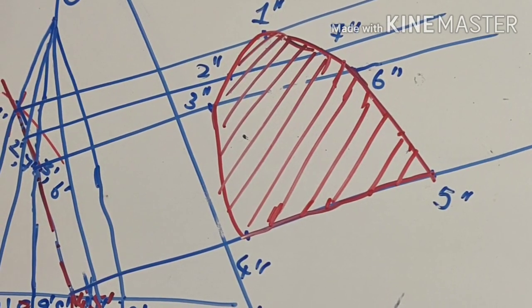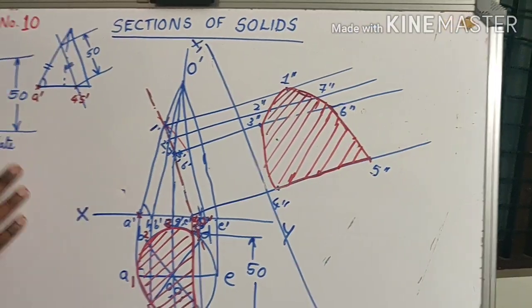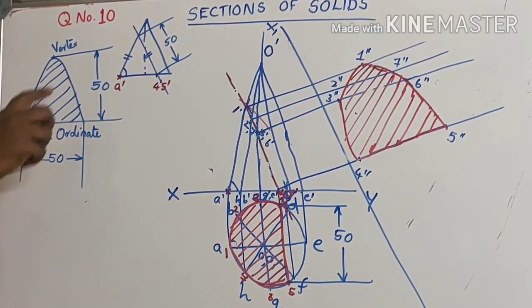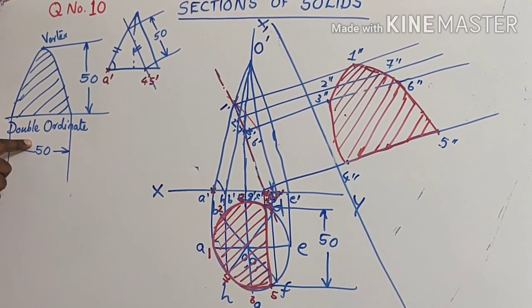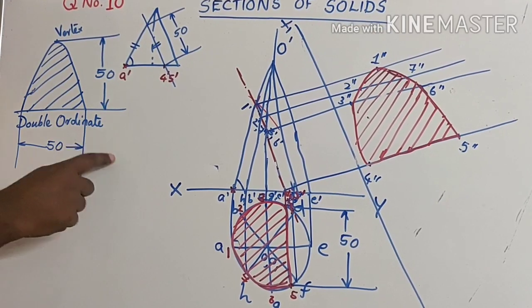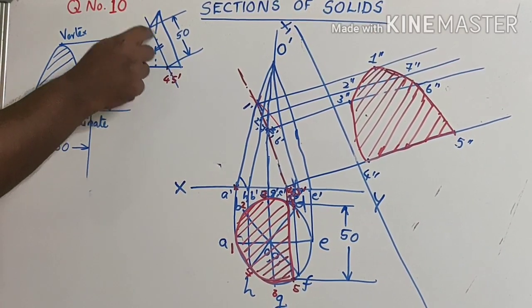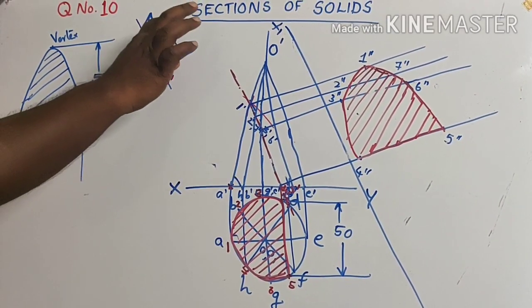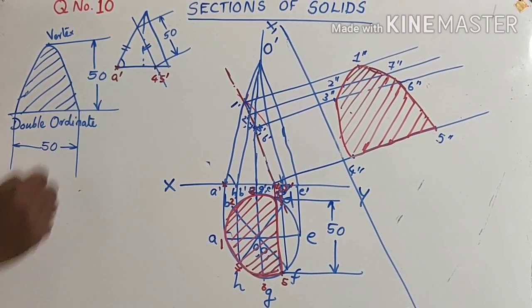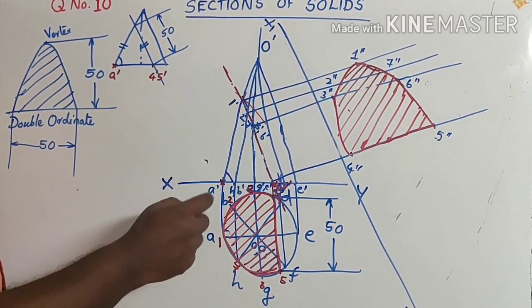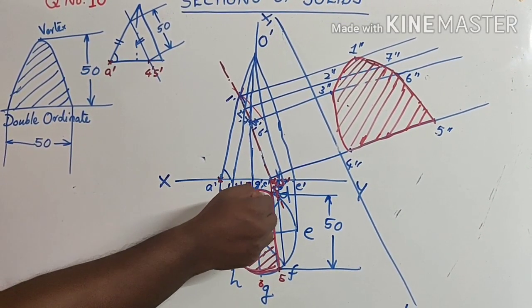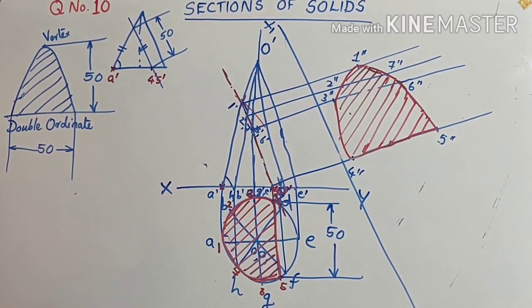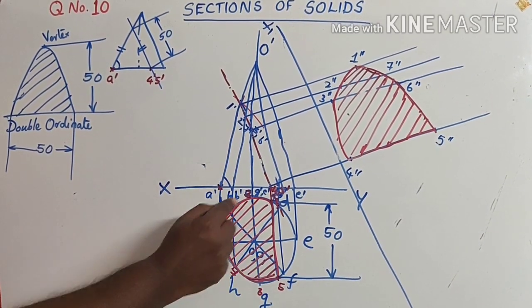So before concluding, first we have found out the actual section. The actual section is a parabola with double ordinate 50 and the distance from vertex to double ordinate as 50. Using this, we have found out that there is an isosceles triangle formed as a part of the front view. That isosceles triangle we have found 50 mm as the length. Now we have drawn the top view. From the top view, you got 4 dash 5 dash such that that distance is taken as the double ordinate 50.